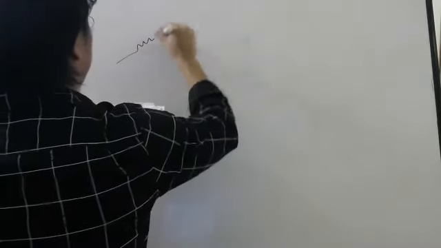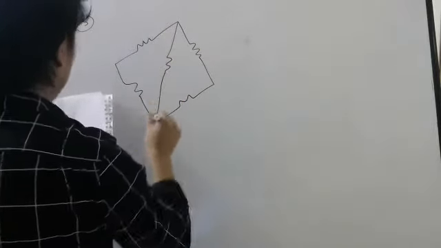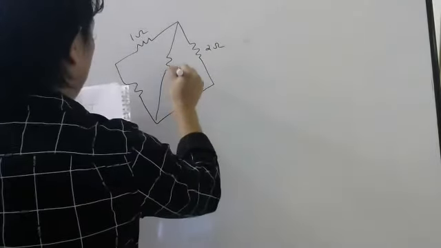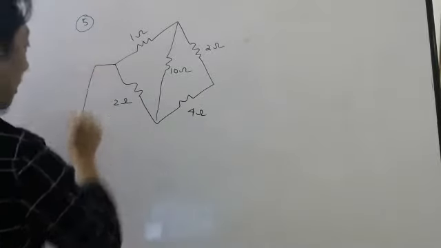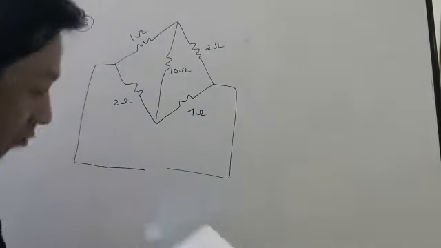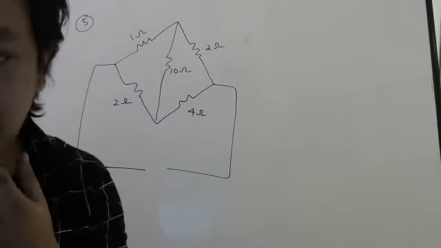So the last question, number 5, is they've given you a network which looks like a Wheatstone bridge, and it is a Wheatstone bridge actually. That's why I did Wheatstone bridge first. So here 1 ohm, here 2 ohm, here 10 ohm, here 2 ohm, here 4 ohm. Can you check how much battery voltage they are applying? I did not write. You may have to read the question if there is no diagram. Okay, 10 volt.